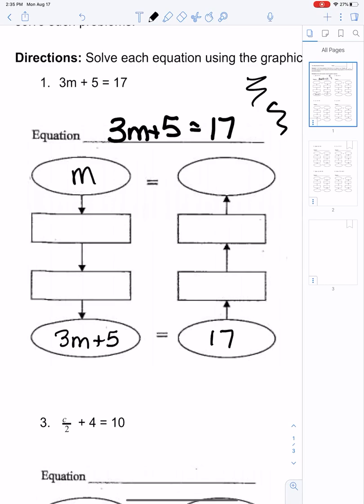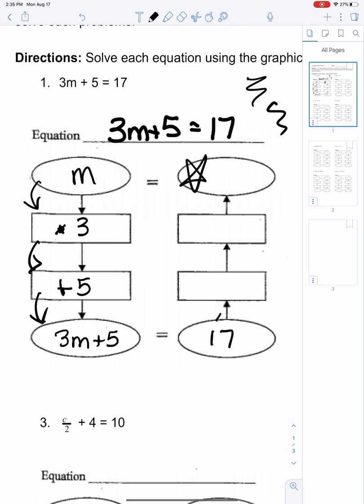Our goal is to get the m by itself. So what's the first operation that is done to the m? It is multiplied by 3. The next thing that happens to the m is it has 5 added to it.